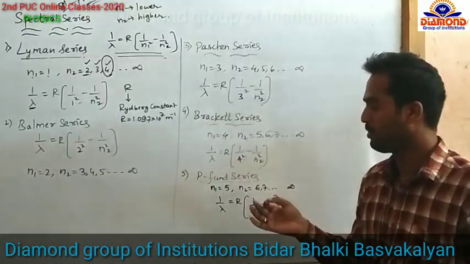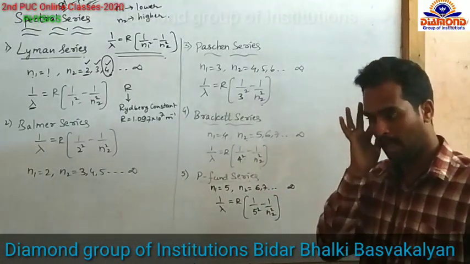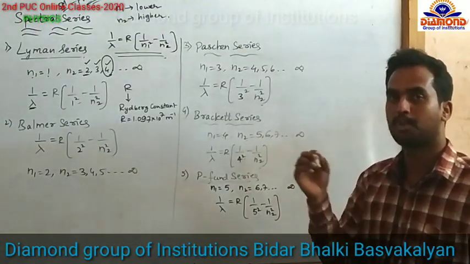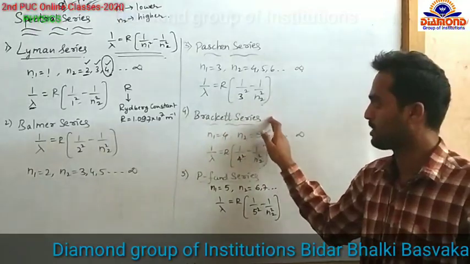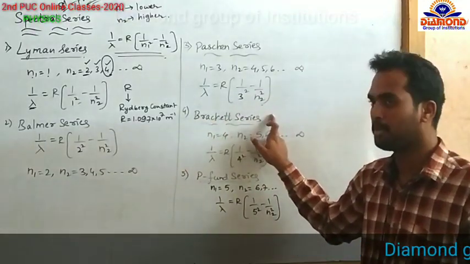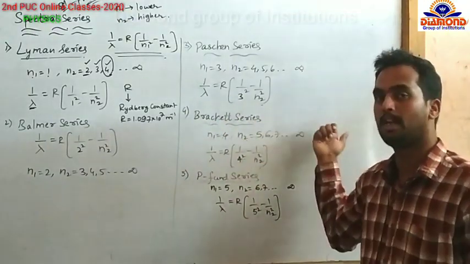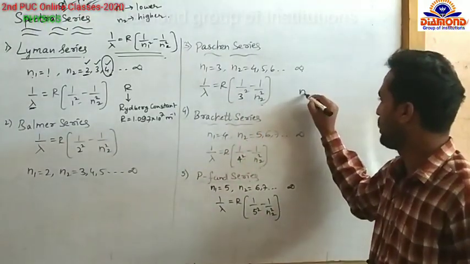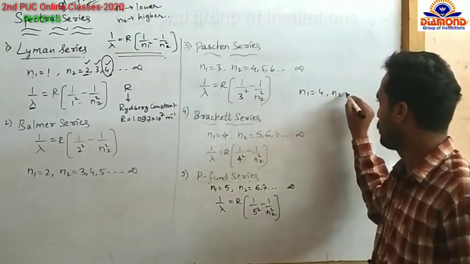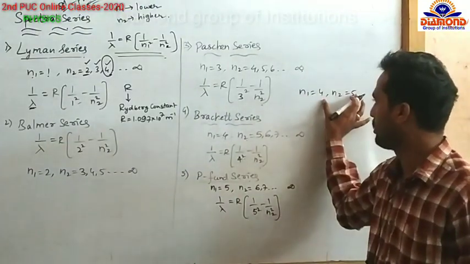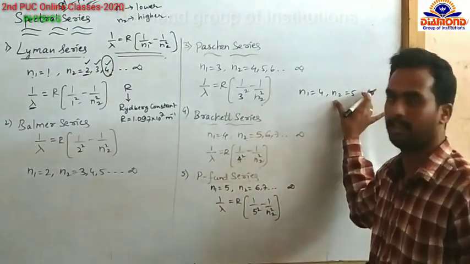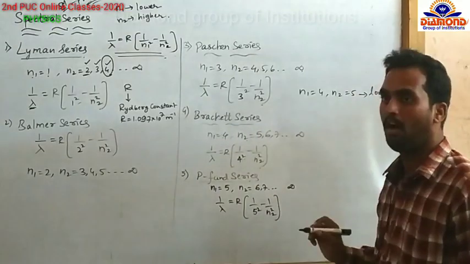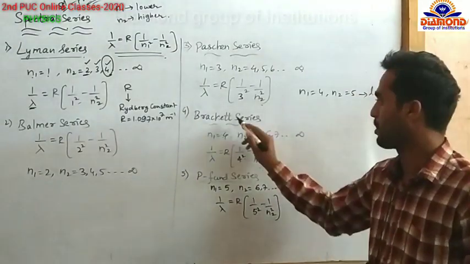If you want to calculate, one more time I am giving an example. Find the longest wavelength and shortest wavelength of the Brackett series. So for longest wavelength means first line, shortest wavelength means last line. So longest wavelength means n1 equal to 4, comma n2 equal to 5. You should replace the values of n1 and n2 like this. This is for the longest wavelength, or first line, or first member of the Brackett series.